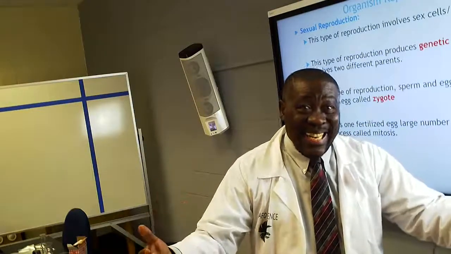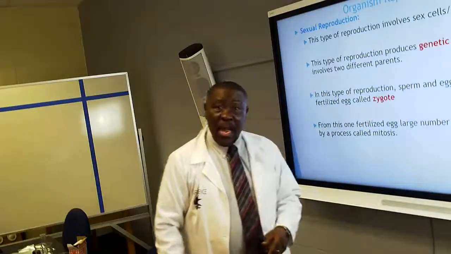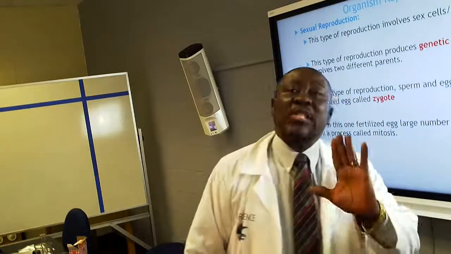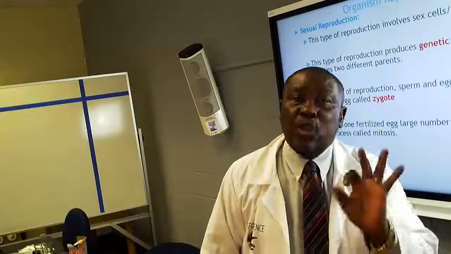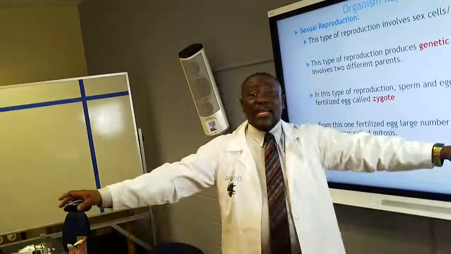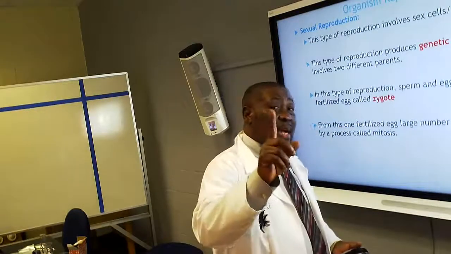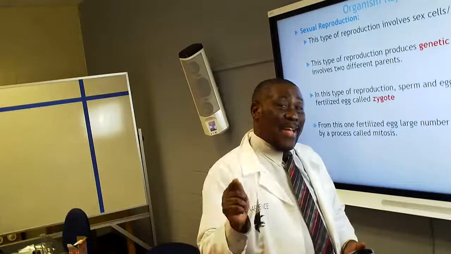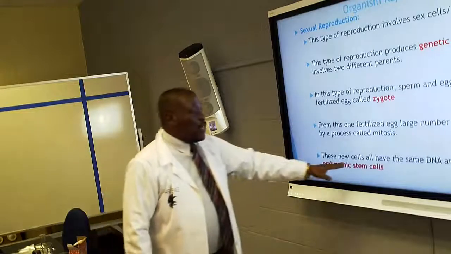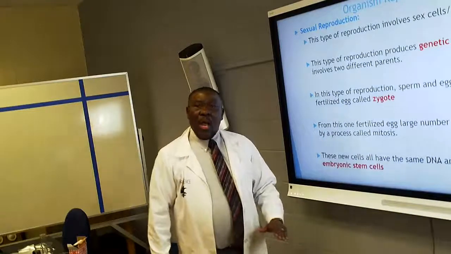But you know what is interesting? Every single cell that came out of the zygote is similar, all the same. They have the same DNA. Why? Because they are reproducing by a process called mitosis. Mitosis always produces identical cells. So this zygote that started with one cell, after the sperm entered the egg, all of them are the same. They are not different at all. All right, so these new cells have the same DNA. I just clarified that. And what are they called now?